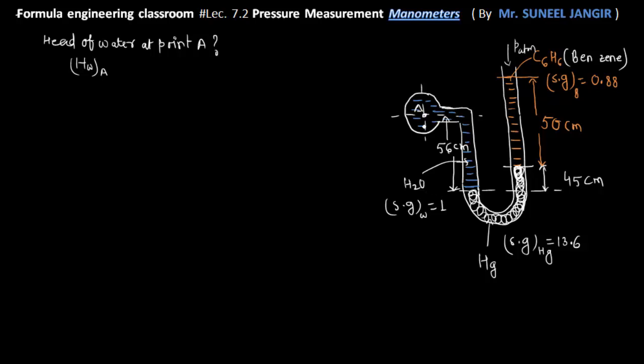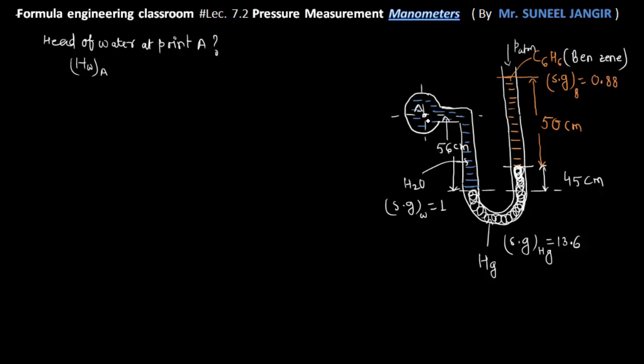Okay, so we want to calculate the head at the point A. First of all, what is the sense of head of water? First we will try to calculate the positive gauge pressure of water at the point A. Then we will convert that positive gauge pressure into the height of water. That is actually the head of water.